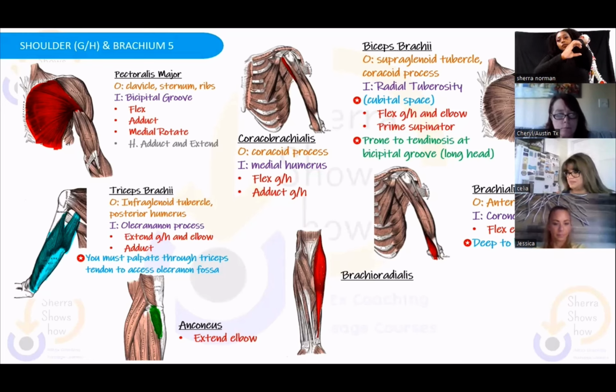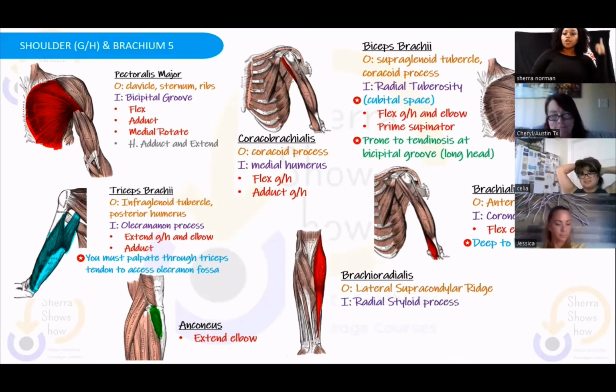Anconeus, the cone on the elbow. That's about what you need to know. Don't worry too much about that one. Brachioradialis. Brachioradialis right in here.